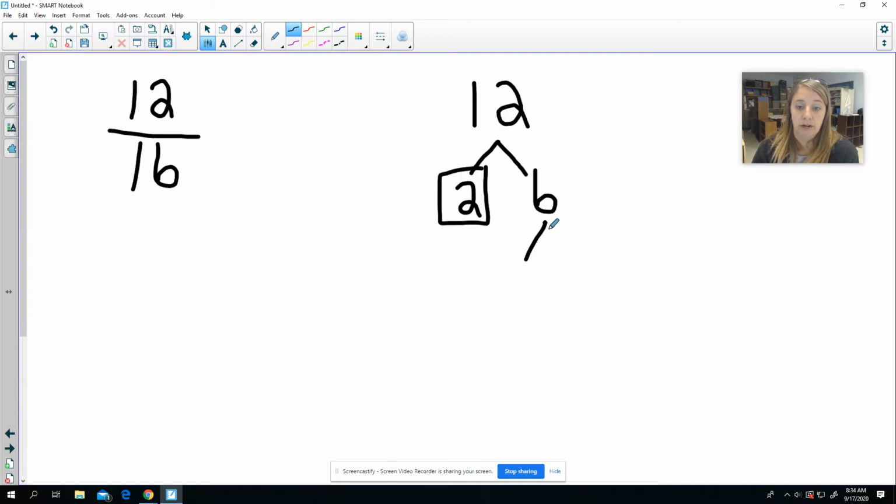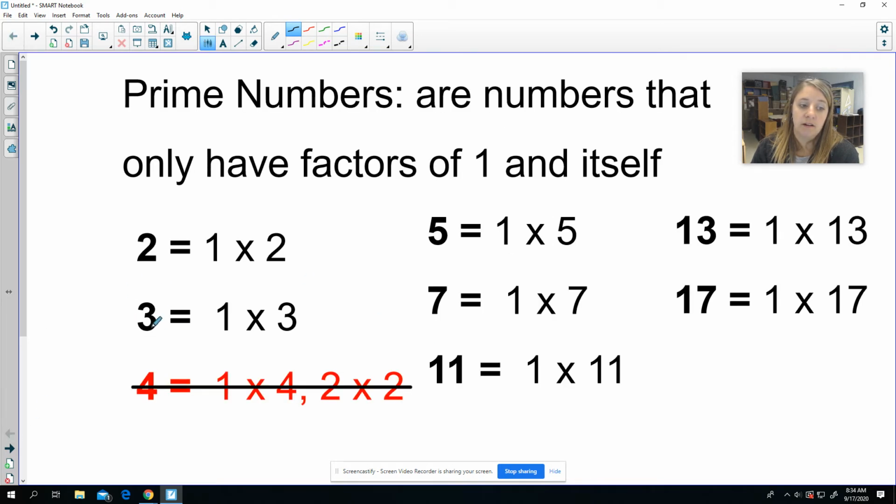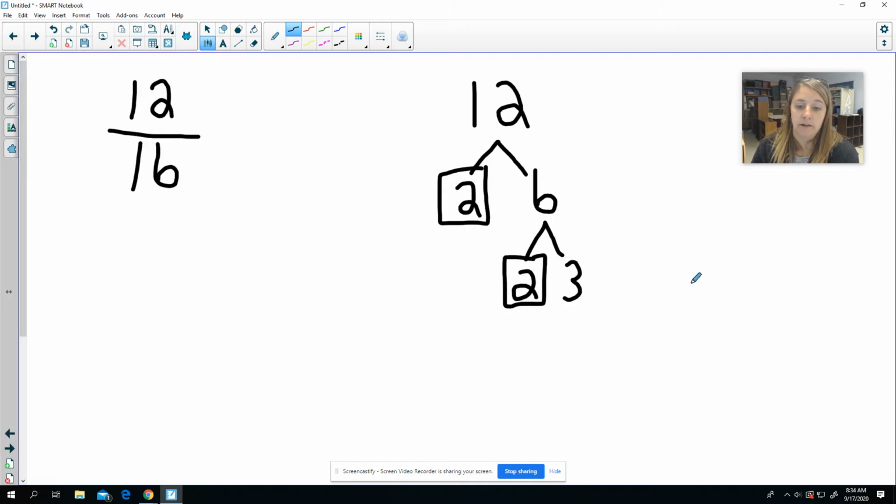So I'm going to give it 2 branches. Consider the ways that you can make 6, and you can't use 1. So we have 2 times 3. Well, 2 is a prime number, so we can box that one. But when I go back and look, 3 is also a prime number, so I can go ahead and box this one, which means I have my prime factorization of 12.